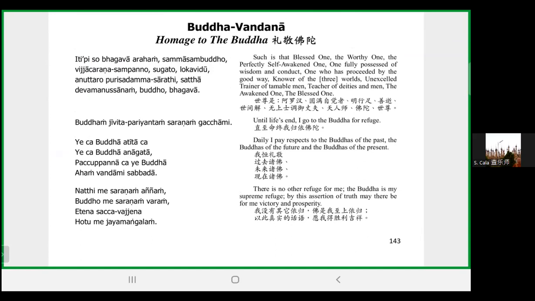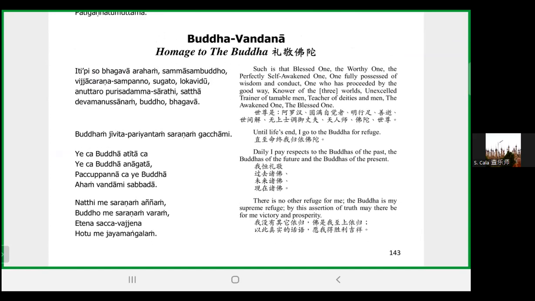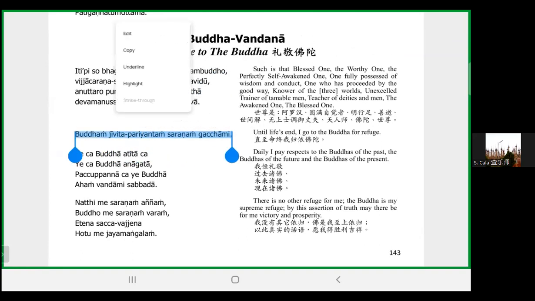Okay, this is one of the chantings that I'm not sure whether you're all familiar with or not. I think everybody knows this: Itipi so Bhagava, Araham, Samma Sambuddho. All right. Okay, we look at this sentence: Buddham jivitam pariyantam saranam gacchami.